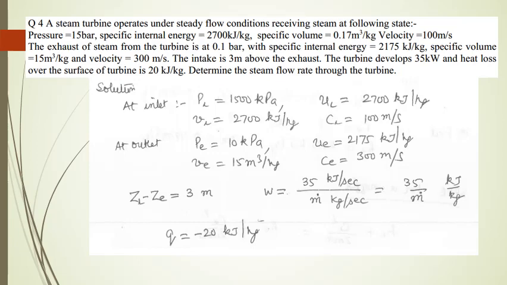The intake is 3 meter above the exhaust. The turbine develops 35 kilowatt and the heat loss over the surface of turbine is 20 kilojoule per kg. Determine the steam flow rate through the turbine.